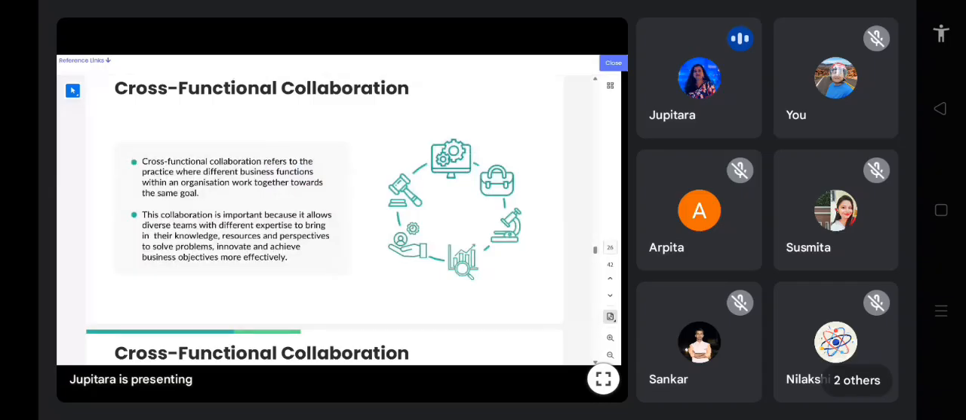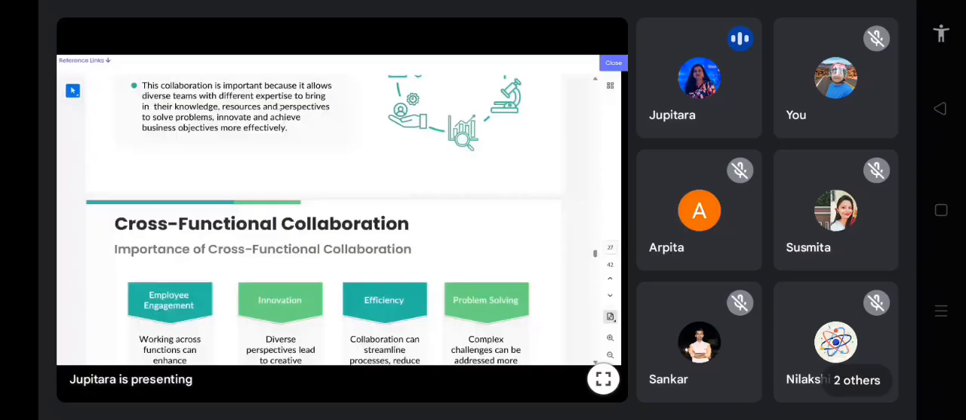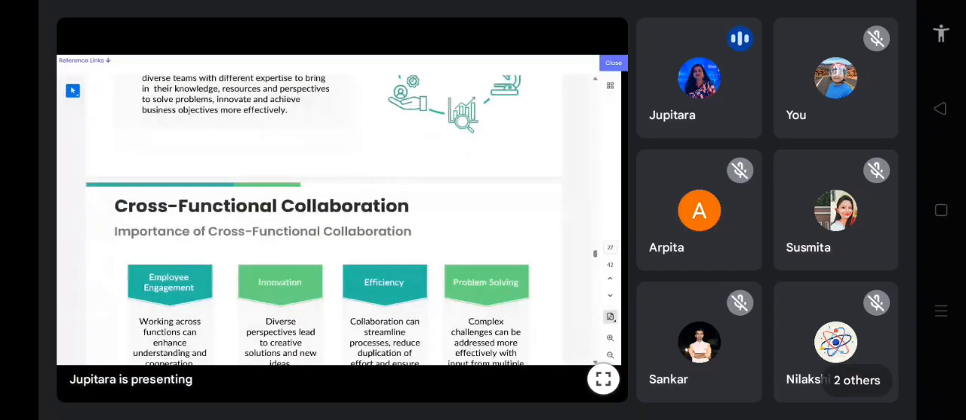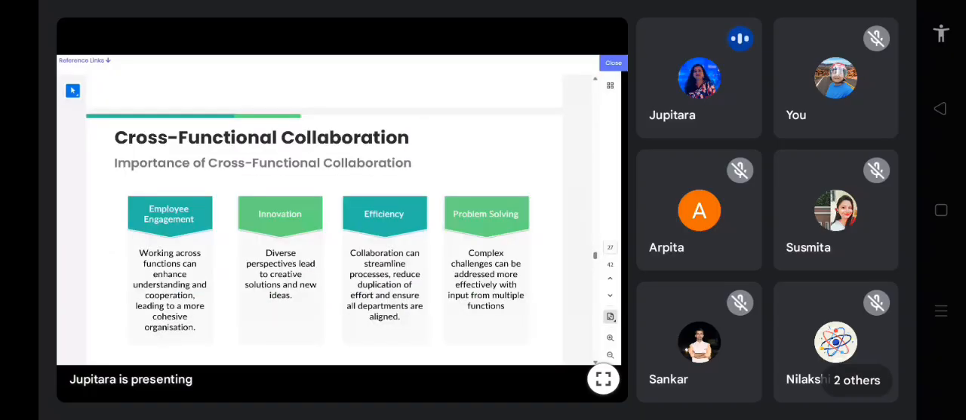Cross-functional collaboration means, because each of the departments which I have mentioned right now are internally dependent on each other, there can be marketing department or finance department working together. There can be operations, finance, marketing working together. So those are cross-functional collaboration.